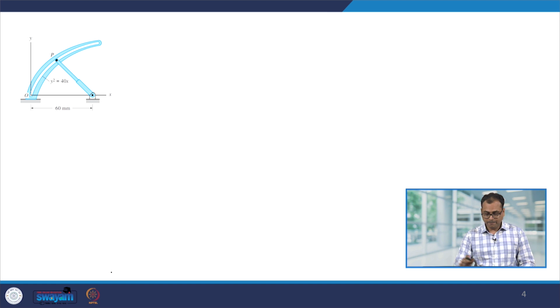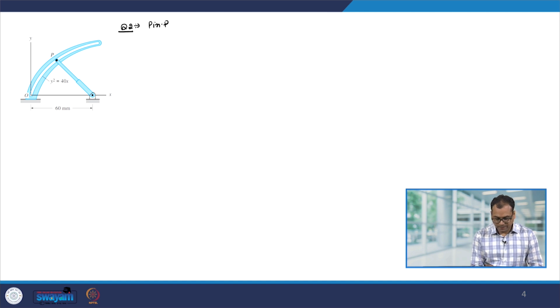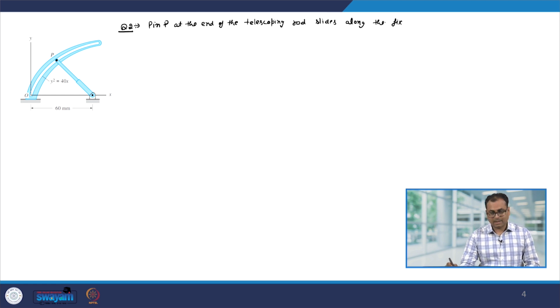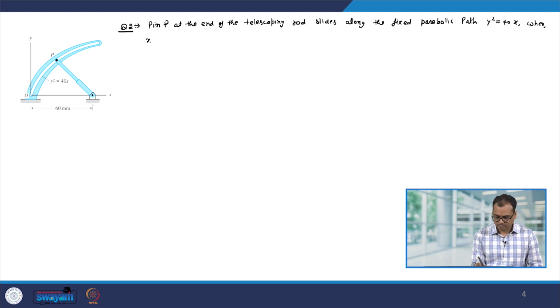Now, let us look at another problem. Here the problem statement is: pin P at the end of the telescopic rod slides along the fixed parabolic path y square equal to 40x, where x and y are measured in millimeter.